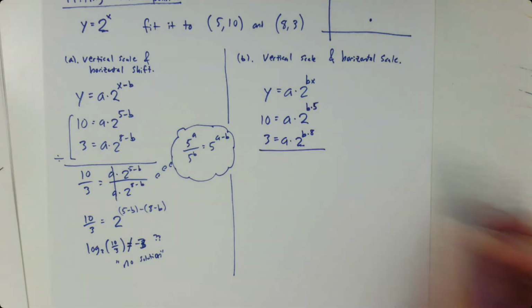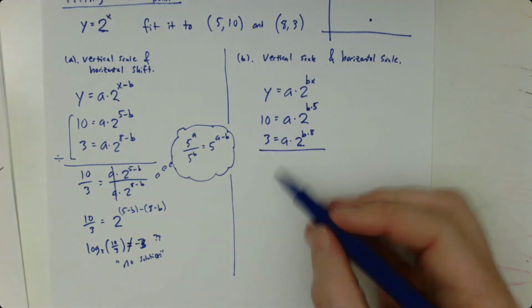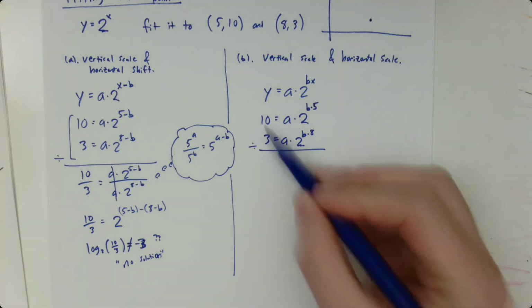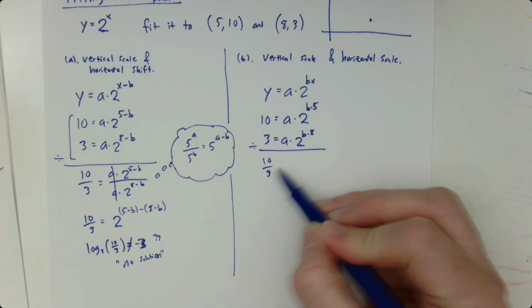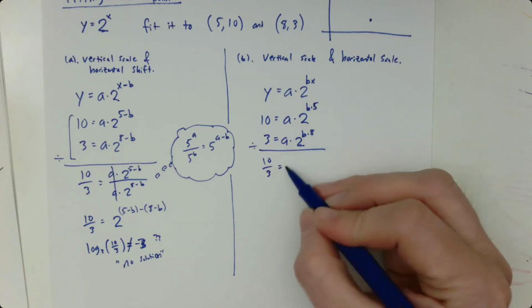See what you can do. Okay, I'm solving it now. So I'm going to do the same division. So 10/3, a divides out to be 1.